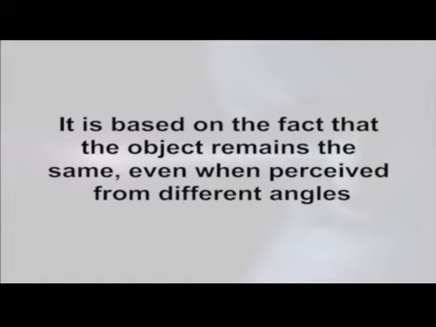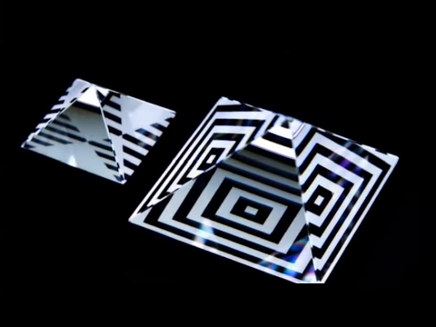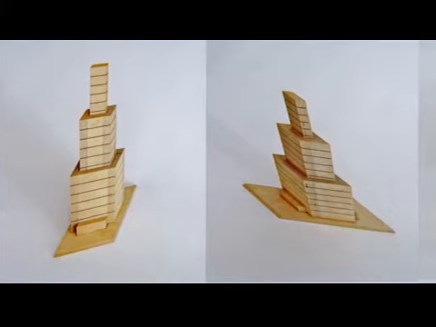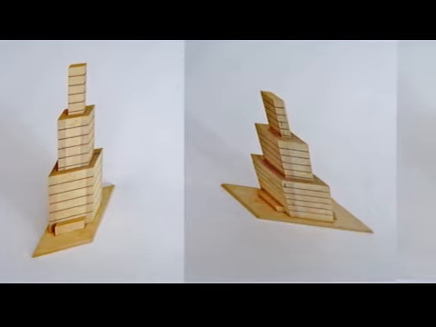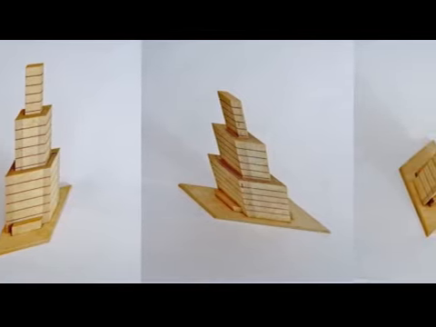The seventh skill is the form constancy. It is based on the fact that the object remains the same even when perceived from different angles. When we look at an object from different angles, the image that is formed on the eye is different each time. However, the brain integrates these images and gives the message that the object is the same.